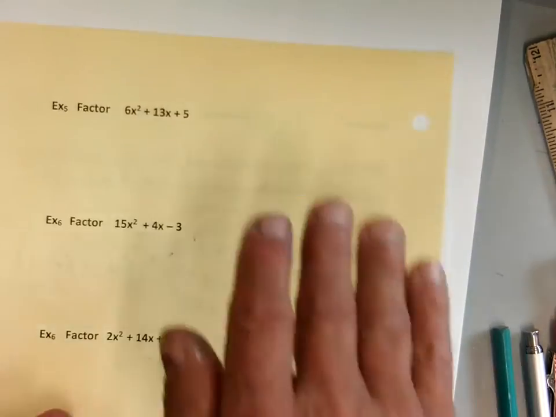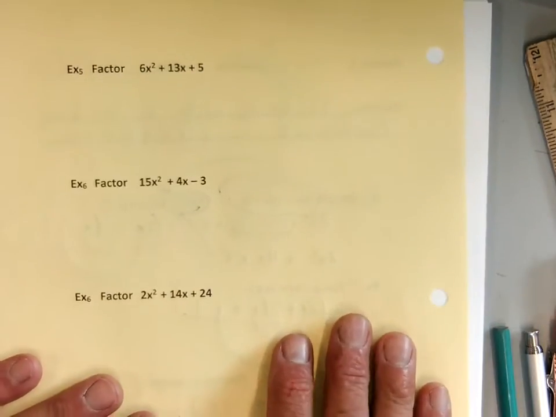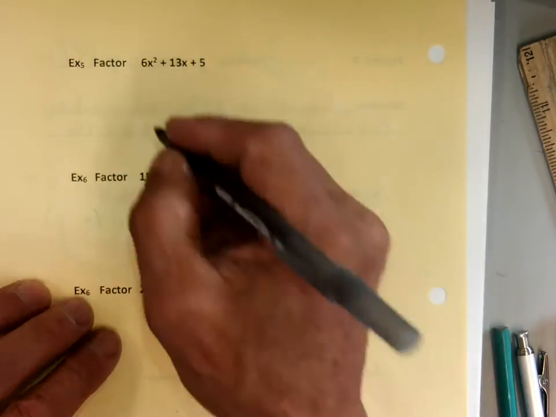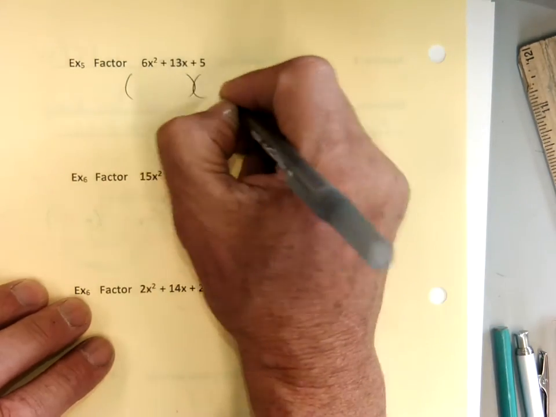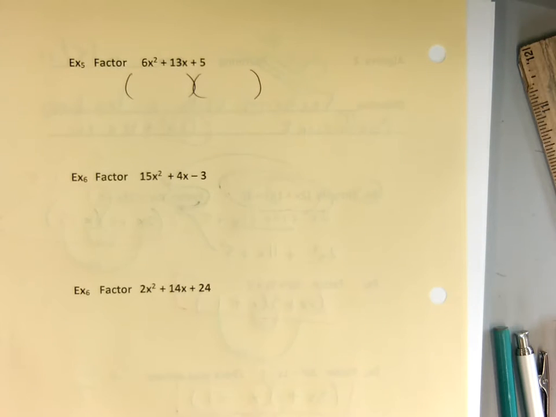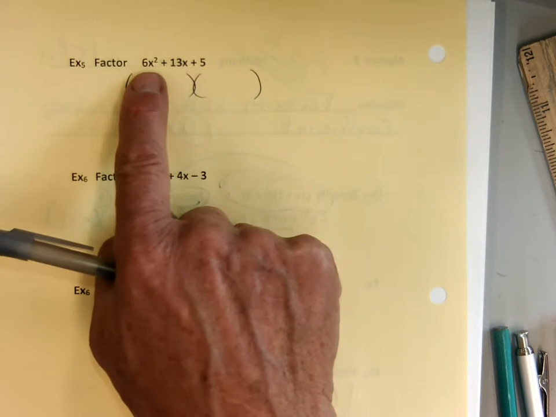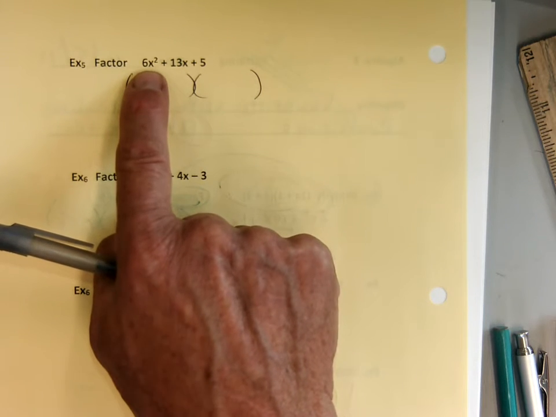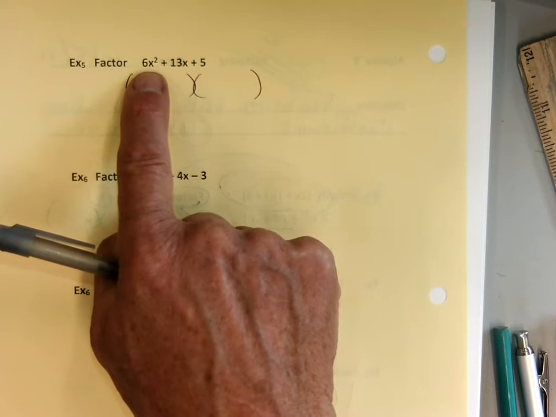All right, now, Alonzo, this is one that you asked, okay? It's a good question. So, with the 6x squared, there's two ways: 2x, 3x, or 6x and 1, right? What do you want to try?